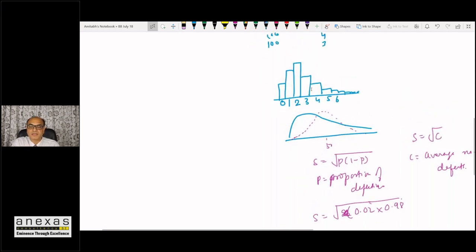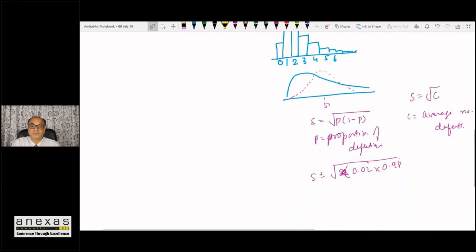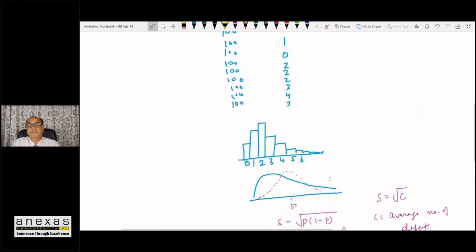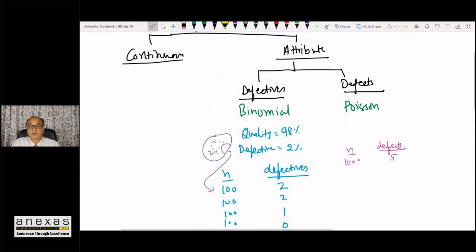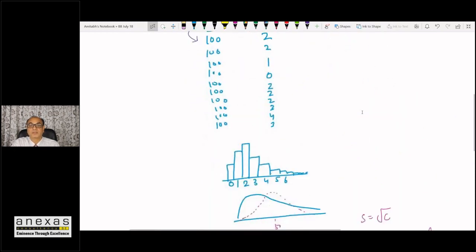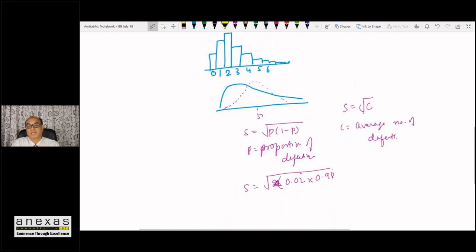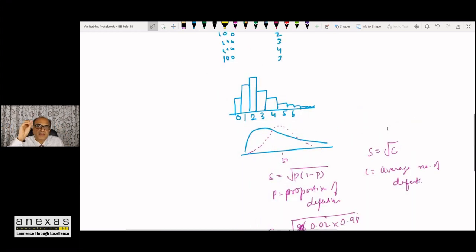Minitab uses all those formulae to calculate the standard deviation. If you remember, when we did our P chart and NP chart for defectives, which are binomial, Minitab was calculating the standard deviation using this formula. When we did our C chart and U chart for defects, Minitab was calculating using the other formula. So Minitab will do all its job using the right formula. The only thing is we have to choose the right control charts.